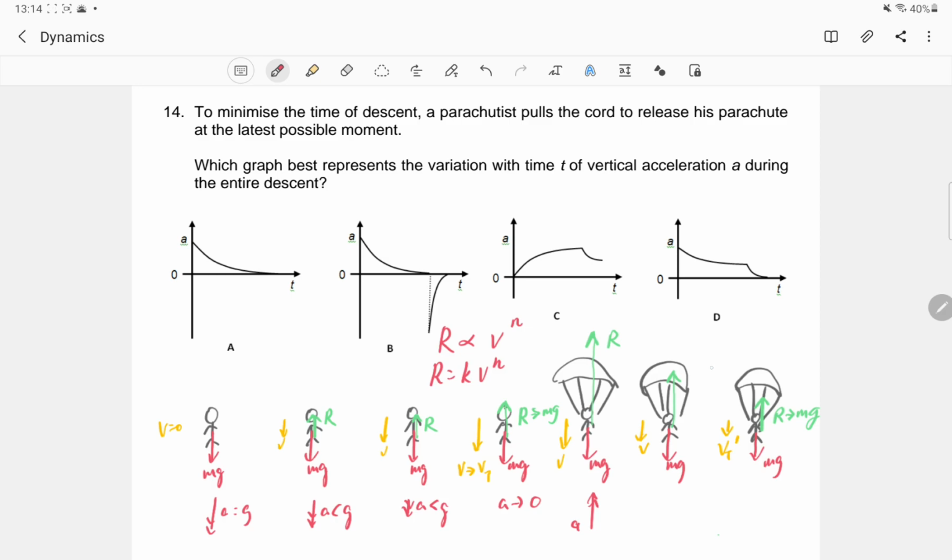The air resistance decreases, and the guy still slows down, but at a lesser rate. And eventually the speed will drop to a new equilibrium, such that the air resistance approaches the value of mg again. So this is where a approaches 0. One thing to note: in the first half you have a approaching 0. After that, a sharp change in direction, and then it approaches 0 again. So the answer is B.